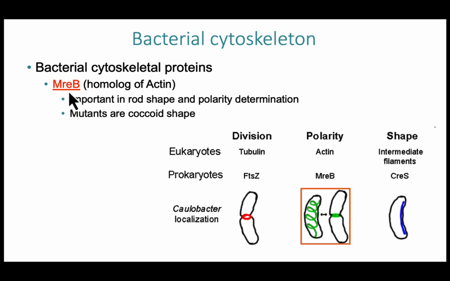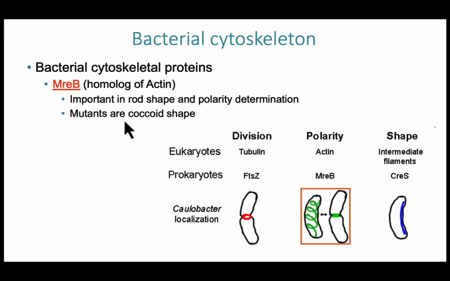This MreB is a homolog of actin. Normally in the cell, it's found distributed throughout the whole membrane, the whole length of the cell, as these bands that surround the cell. During cell division, they come over here to the middle, and they also are part of this process of the cell splitting into two.